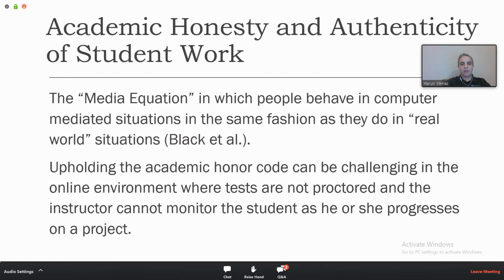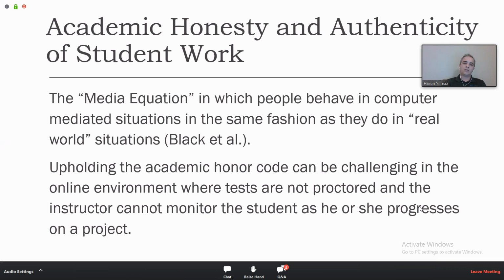Another problem is academic honesty, authenticity of student work. There are some solutions for authenticity, but you may not use the tests or exams as you use them in the physical environment. So you need to consider alternative techniques and instruments for the assessment. But academic honesty is very important.